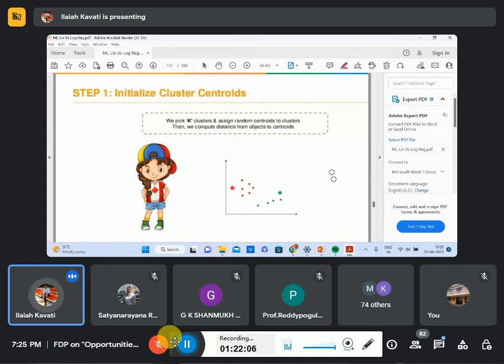So just see here, the first step is we need to choose the k value randomly, right? And for each data point, calculate the closest centroid and assign the data point to that cluster. We pick a cluster count and assign random centroids to clusters. Then we compute the distance from objects to the centroids.